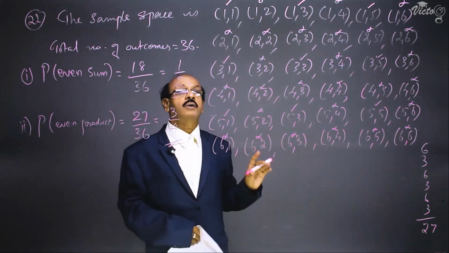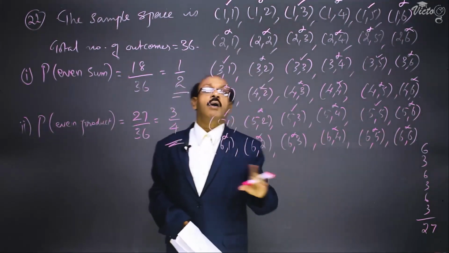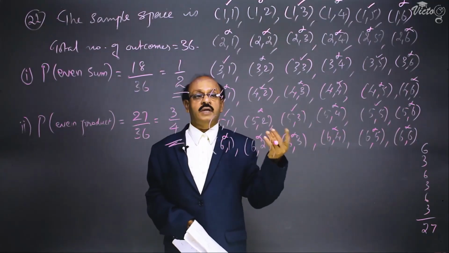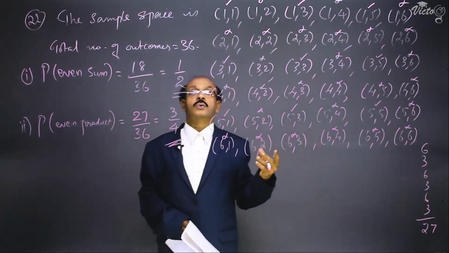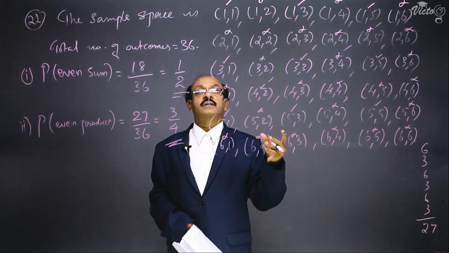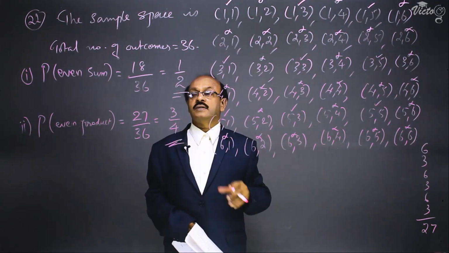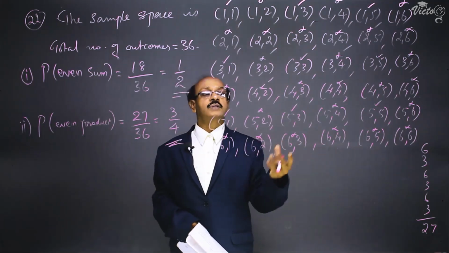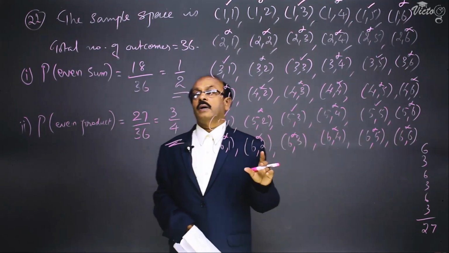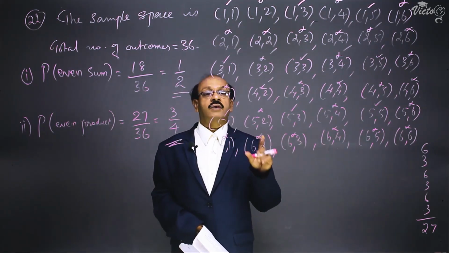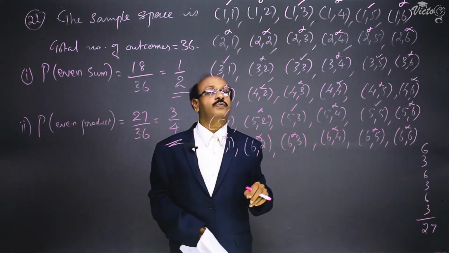So first of all we have to write the sample space. That means all the outcomes. From these outcomes choose the ordered pairs whose coordinates give an even sum. Then for the second part, from these ordered pairs we have to select the ordered pairs which give an even number on multiplication of the two numbers.